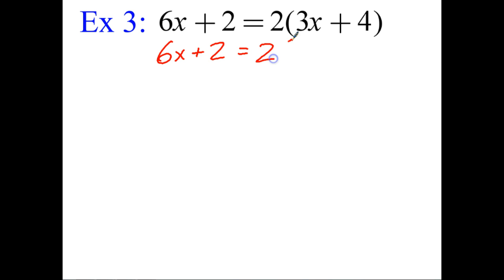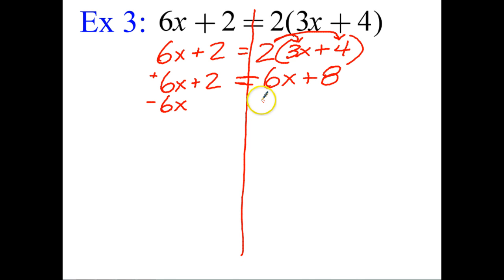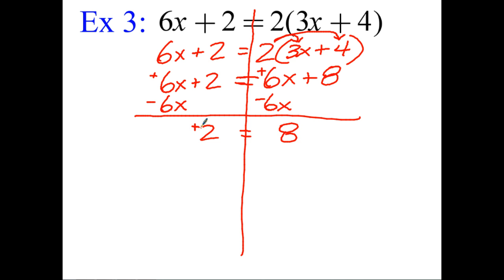And again, we have distribution and variables on both sides. So let's break this open. Let's use the distributive property, and we'll get 6x plus 2 is equal to 6x plus 8. And then I have 6x, the same amount on both sides, and this is a positive. So we'll add a negative 6x and draw this line down the middle, and we'll do negative 6x here because this is a positive. And when we combine it, we're going to get 2 is equal to 8. This is a positive 2 and a positive 8.